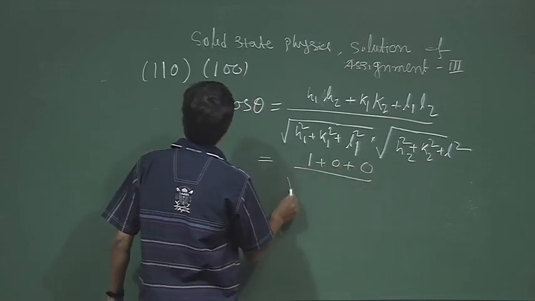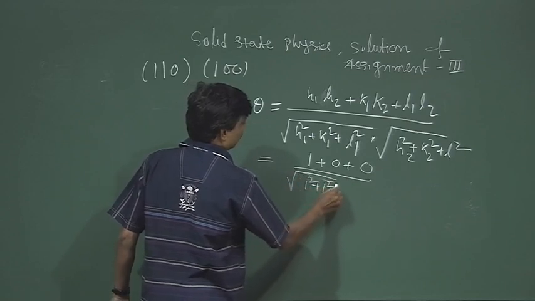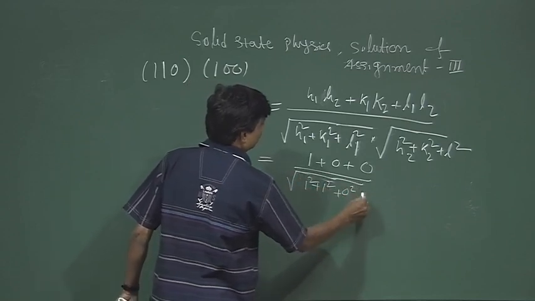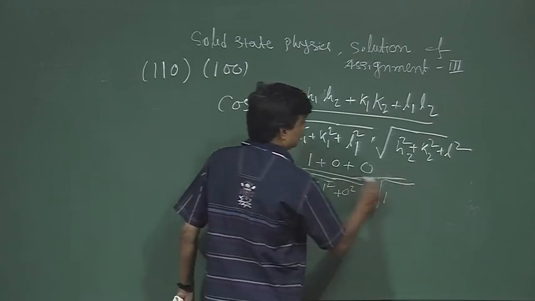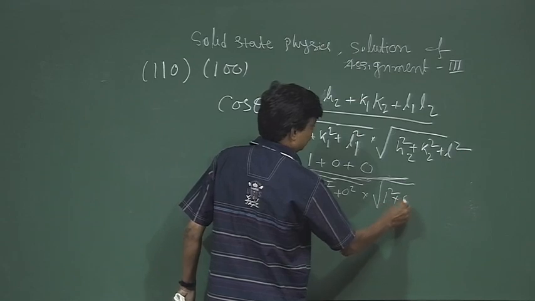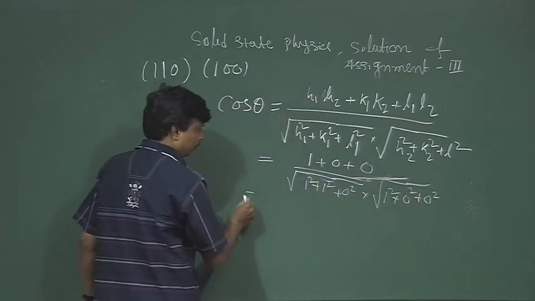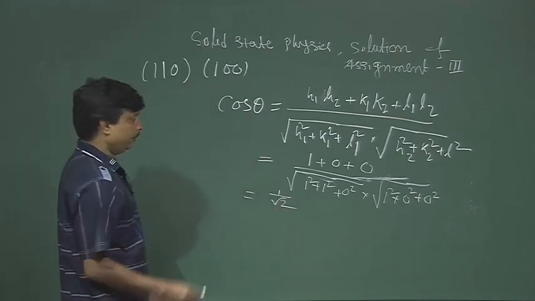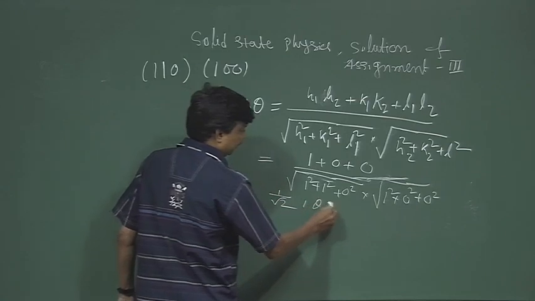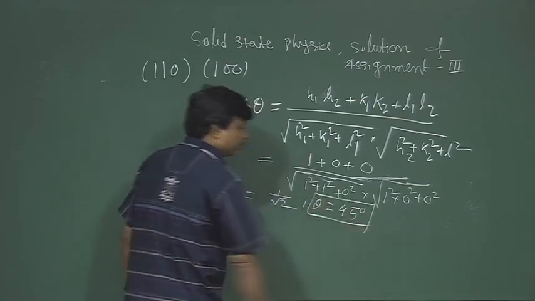Now, divided by root over, for the first case, 1 square plus 1 square plus 0 square, into 1 square plus 0 square plus 0 square. So, this is coming 1 by root 2. So, when cos theta is 1 by root 2, your answer must be theta is equal to 45 degree.